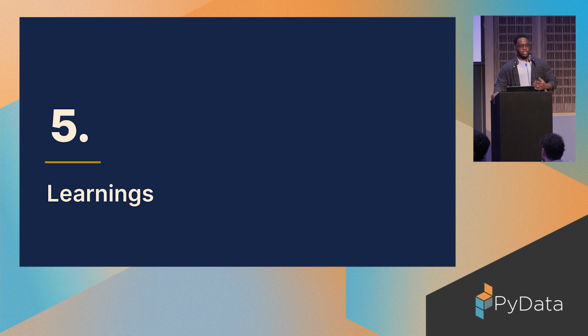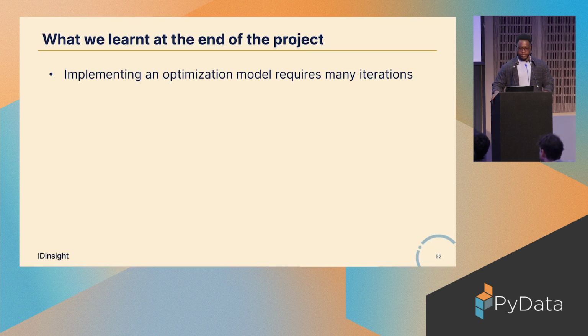So building this solution hasn't been easy, and we learned a lot while building this. I just want to share what we learned so that if you want to build this kind of thing, you have that in mind. The first thing we learned is that implementing an optimization model requires many iterations. I just showed the final model, but first you had to go through a lot of models to be able to have this one that actually fits the use case of the government.